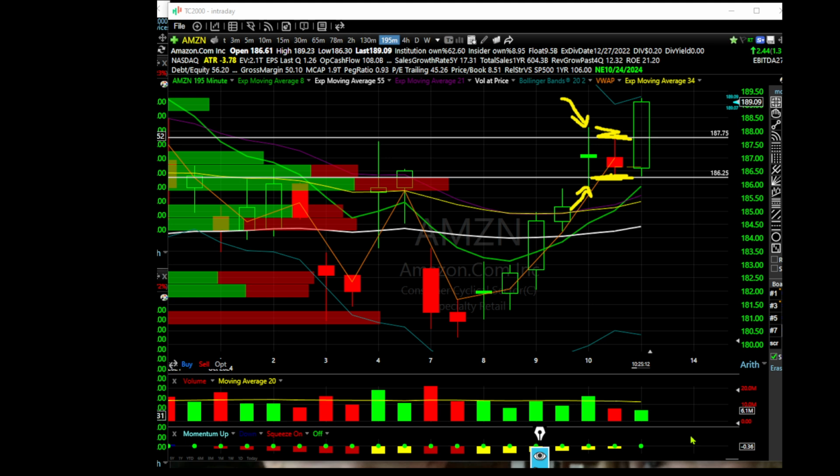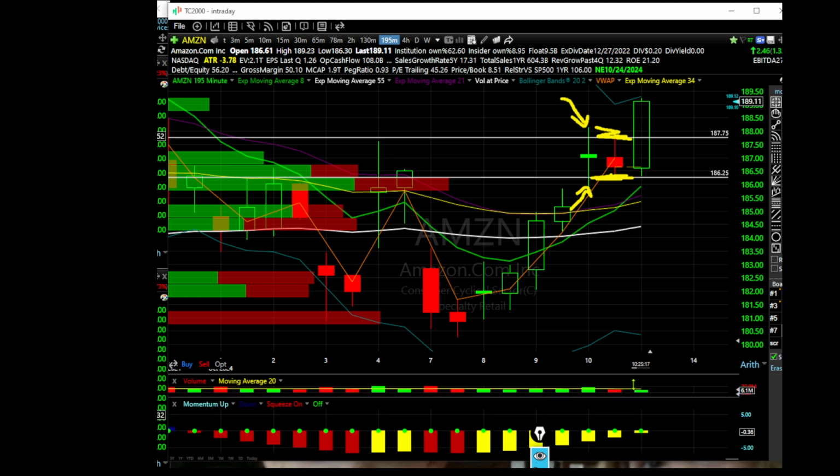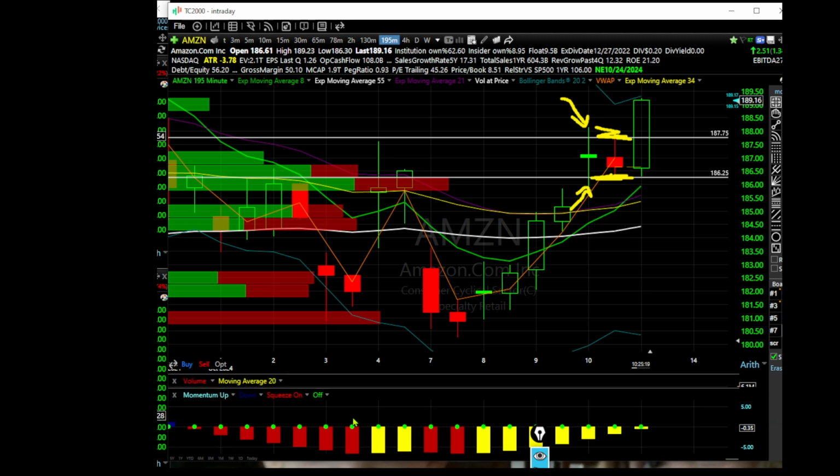Now, does anybody know what causes a TTM squeeze? You know, when Nate talks about a trend pattern squeeze. Does anybody know what causes this to start squeezing?